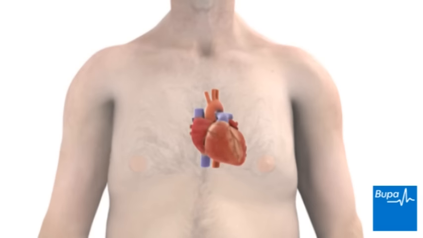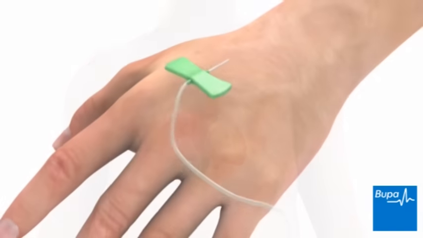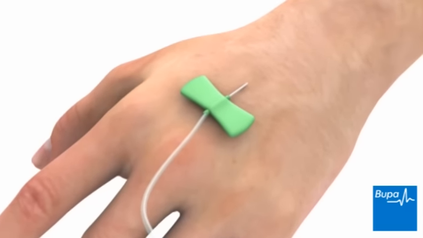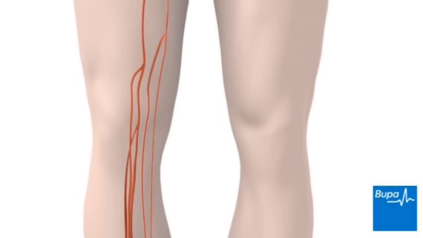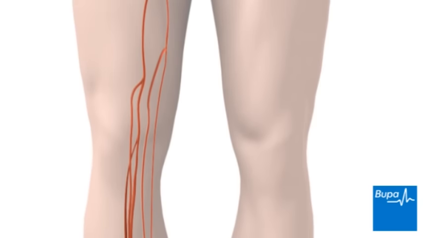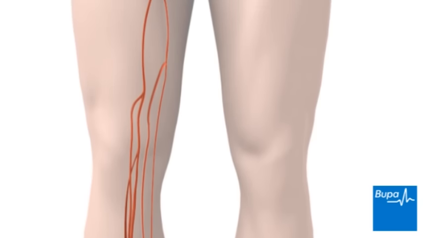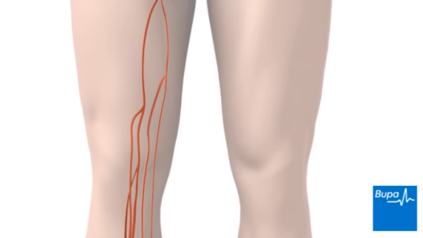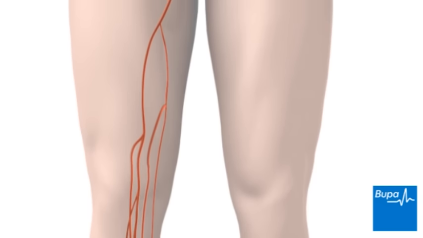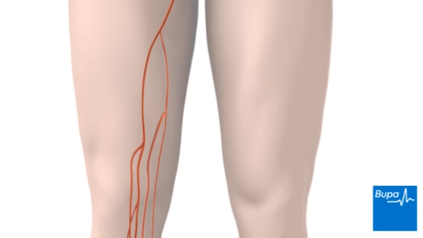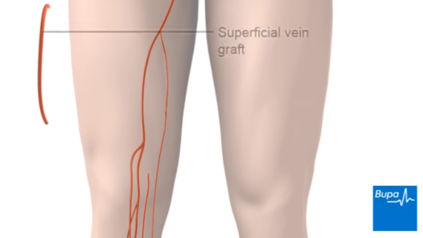A coronary bypass graft, or CABG, is carried out under general anaesthetic, which means that you'll be asleep during the procedure and feel no pain. If blood vessels from your leg or arm are being used for grafts, your surgeon will remove and prepare these first. A blood vessel, such as a superficial vein in the leg, which lies just below the surface of the skin, can be removed to use as a graft.